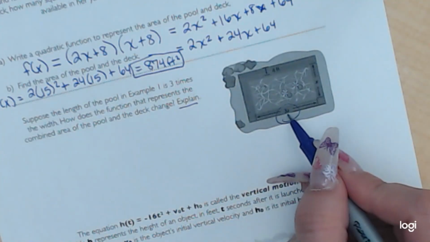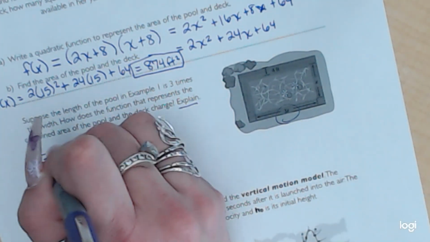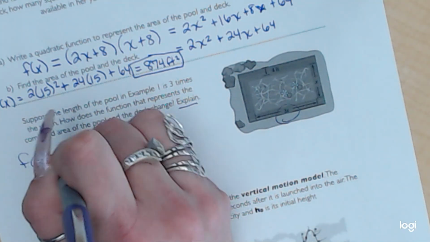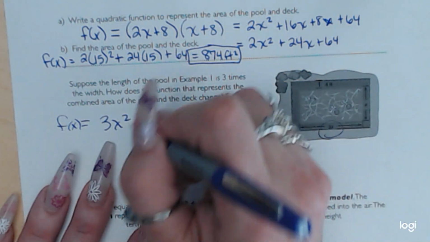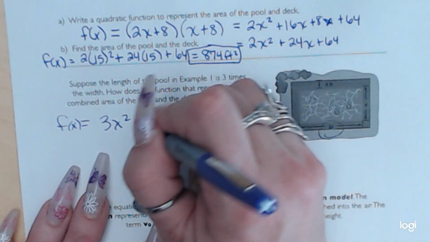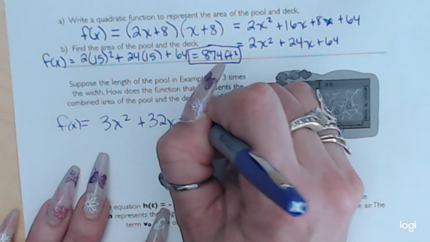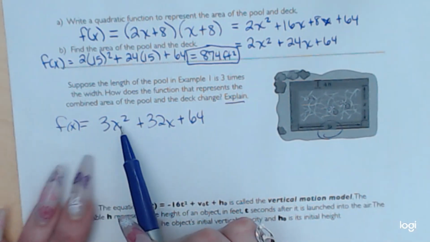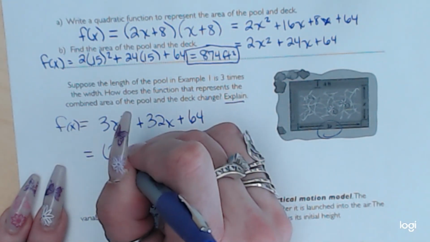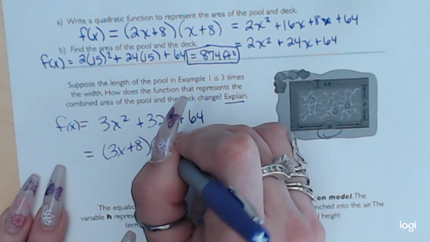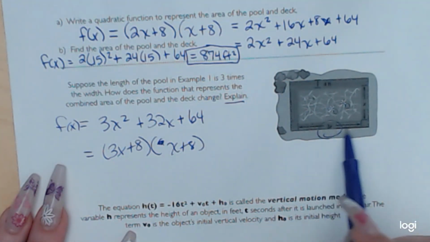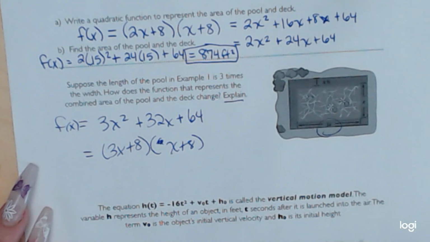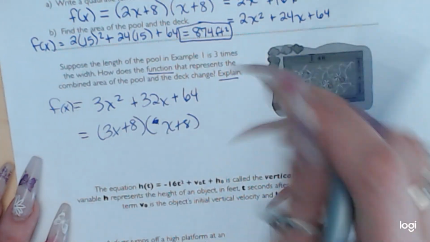Well, the 2x is being replaced by the 3, which means that our function would be 3x squared plus 32x plus 64, right? Because this part changes. So the factored form, we're just replacing this part as well. So that's what would happen if this were different. Okay, that's all it's asking. How does the function change? All right, next one.